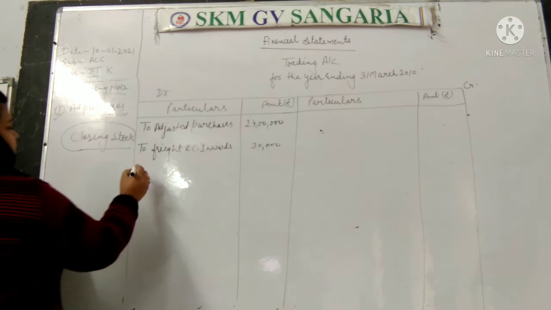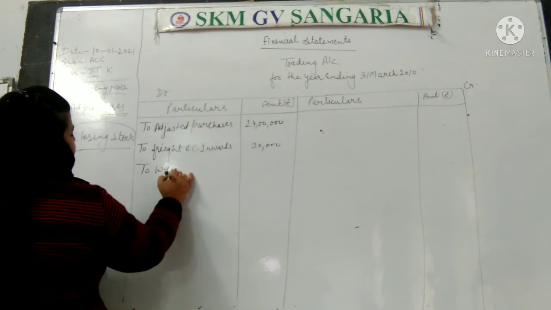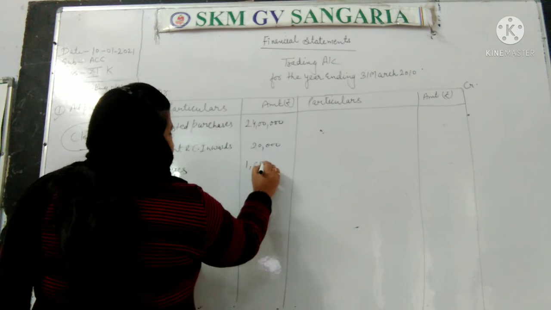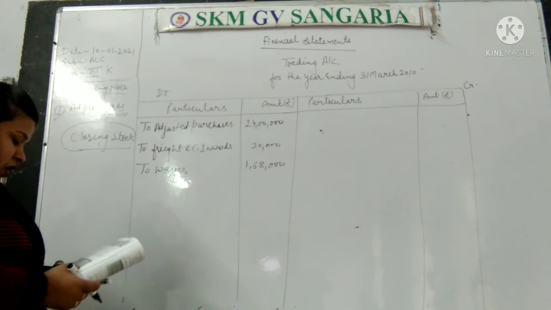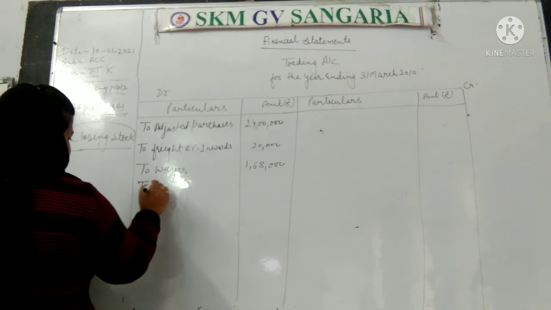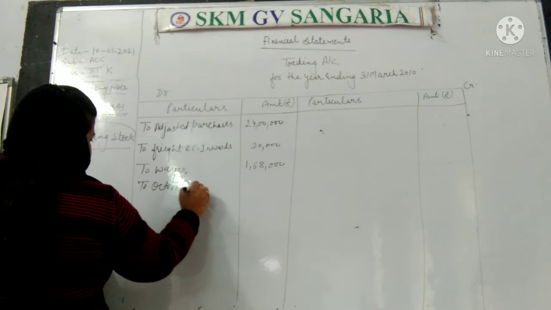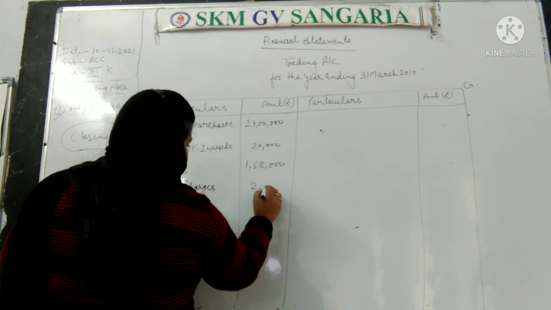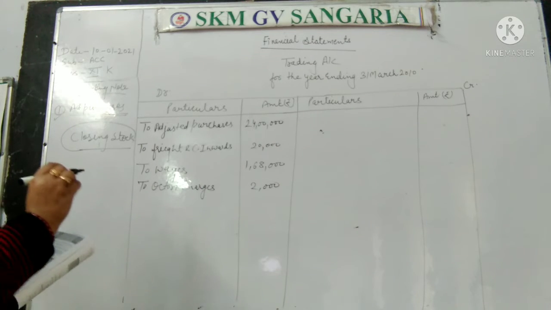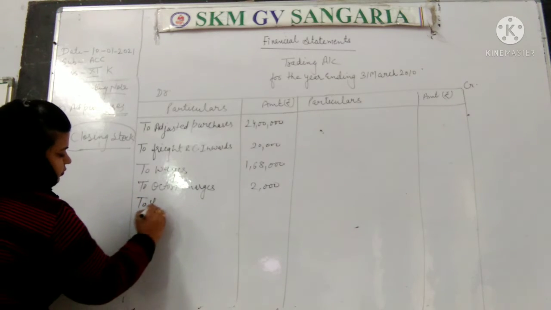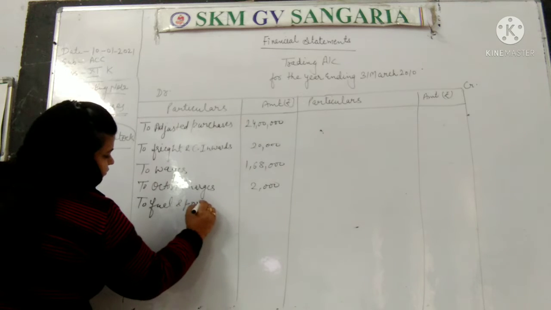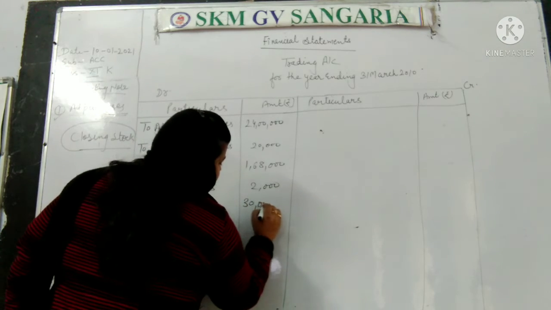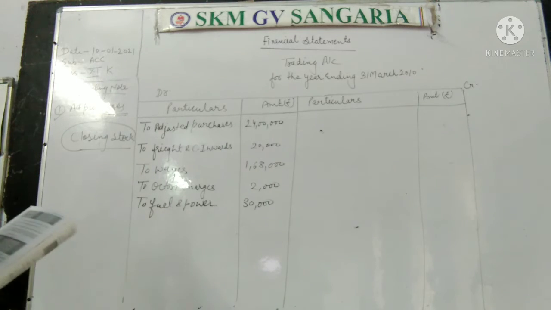Next is wages. Okay, wages will be written in the trading account. Wages are rupees 1,68,000. Next is given octroi charges. These are the expenses. Rupees 2,000. Then next is fuel and power. It is rupees 30,000. Okay. Next, what is given?